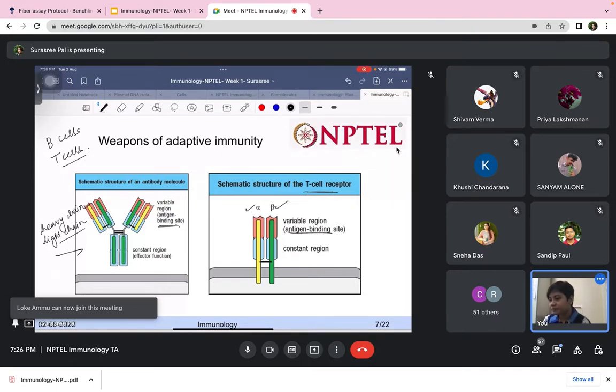You're right. And the antigen binding site of the T cell receptor is also the variable region, whereas the constant region is constant for all kinds of T cell receptors. Right, so these are the two weapons of the adaptive immunity. One is the antibody and another is the T cell receptor.